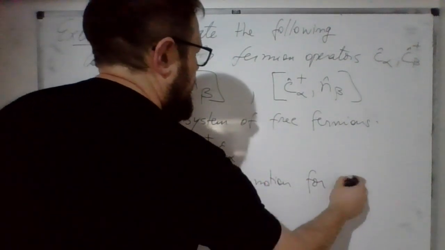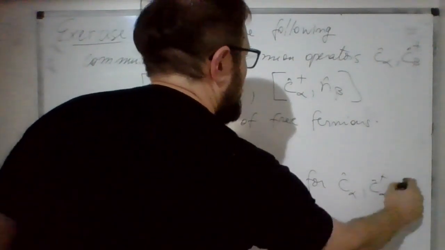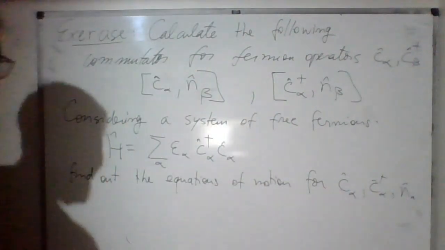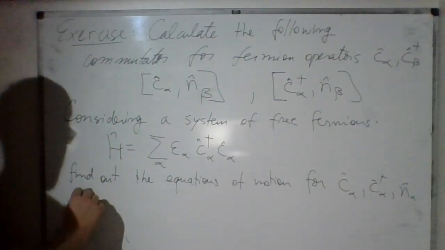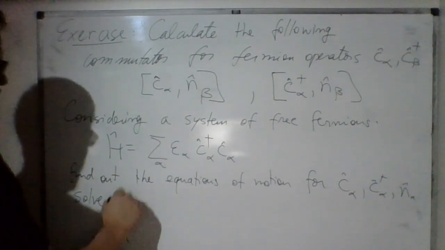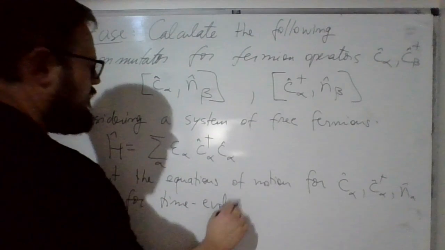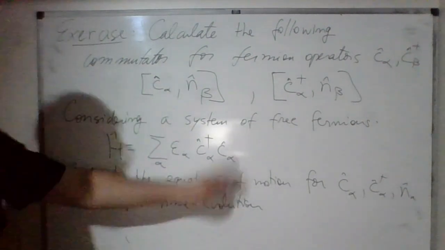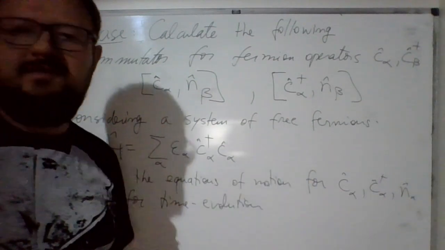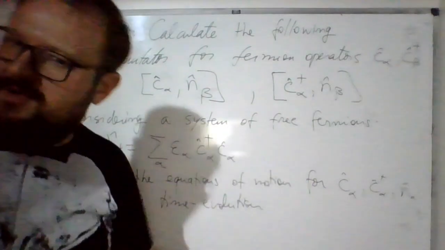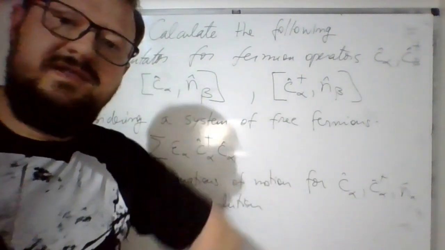for C alpha dagger, the number operator, and solve for time evolution. So use Heisenberg equations of motion, calculate the equations of motion, determine the equations of motion, and solve the equations of motion. They are pretty easy to do.